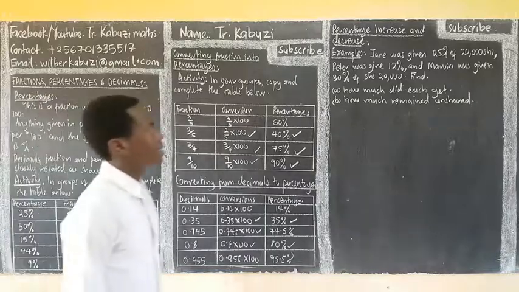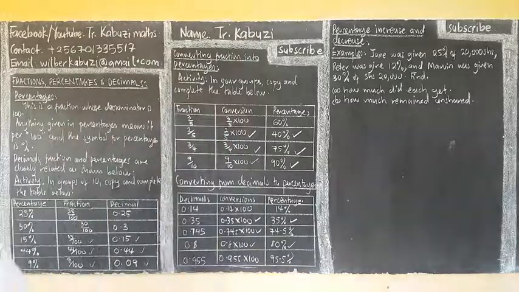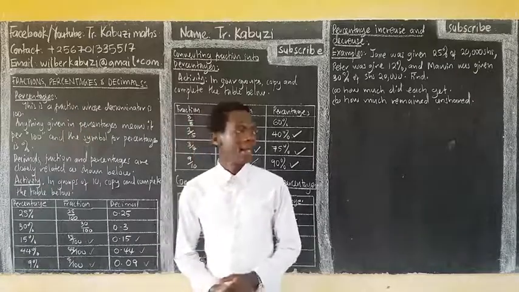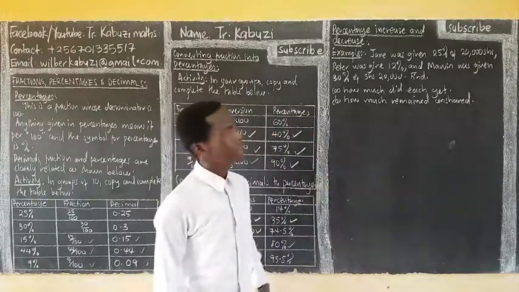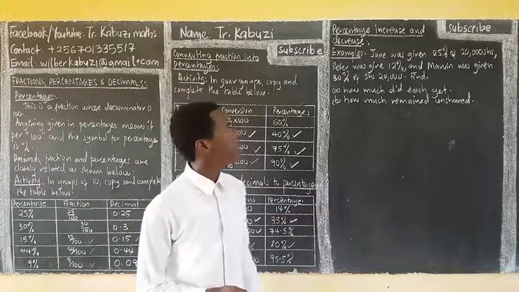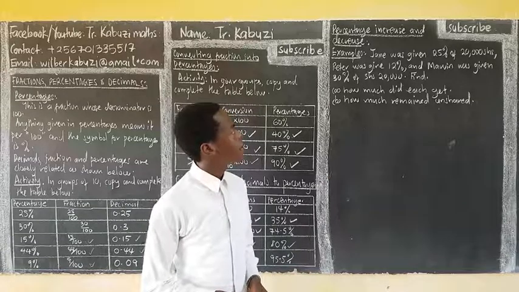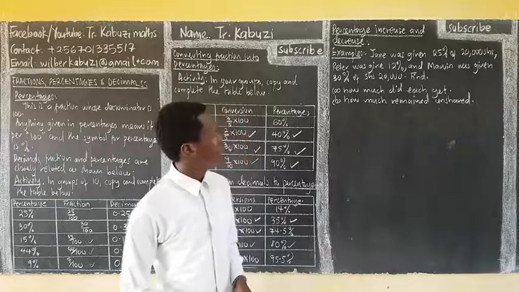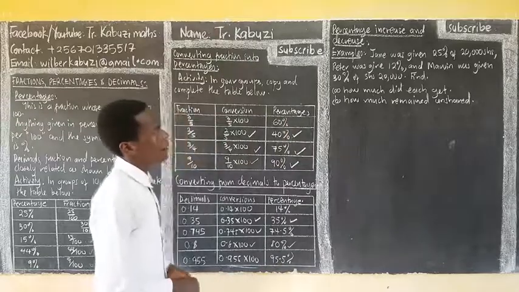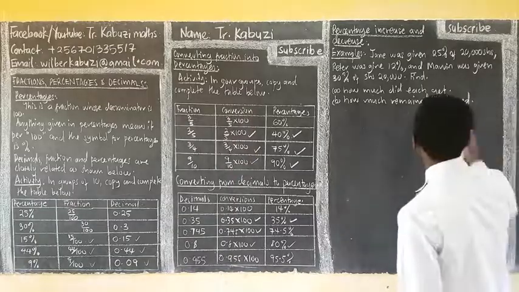Okay, now let us get our attention to this number here. We have now what we call percentage increase and then decrease. But before we go to percentage increase and decrease, there is a simple number here. If you get something, it means that you have increased that percentage if you never had anything. So Jane was given 20% of 20,000 shillings, Peter was given 12%, and Marvin was given 30% of 20,000 shillings. Find how much each got.